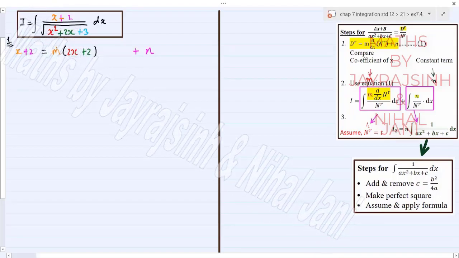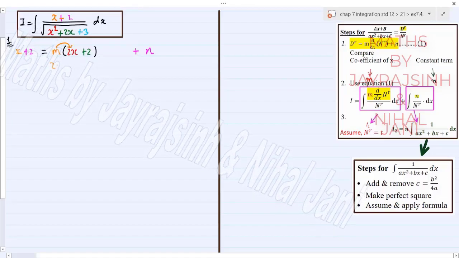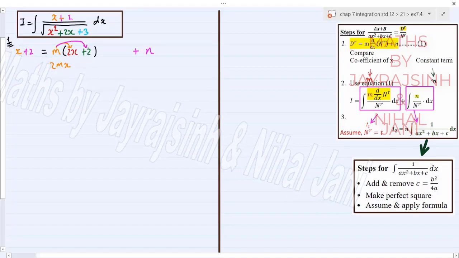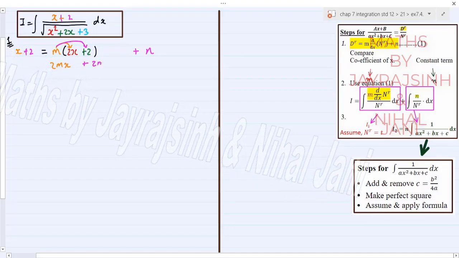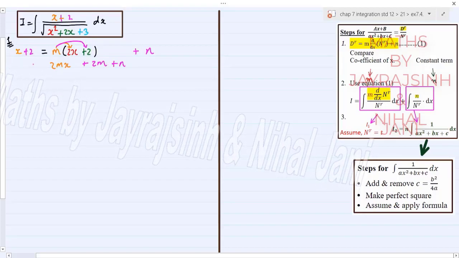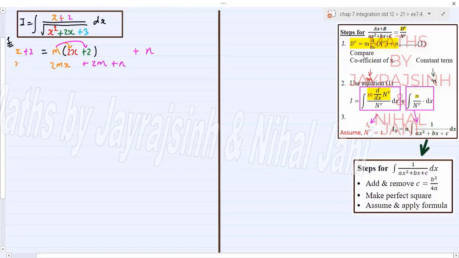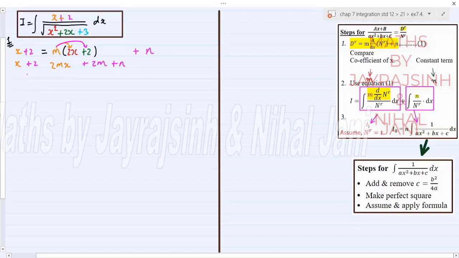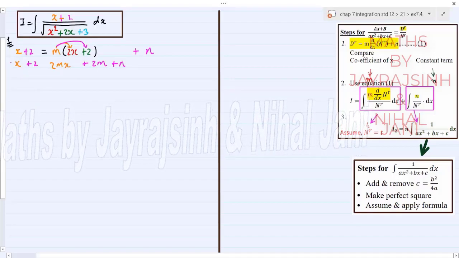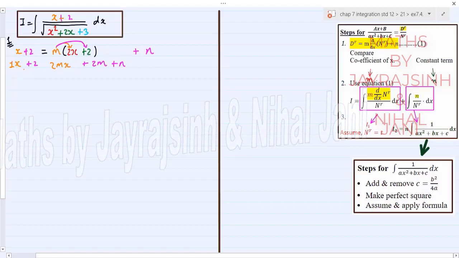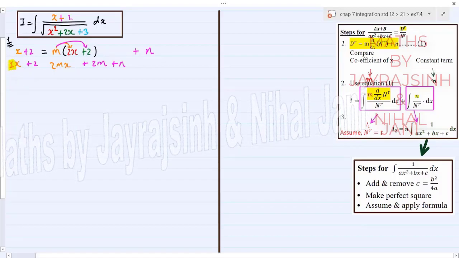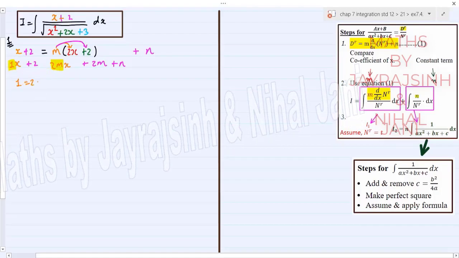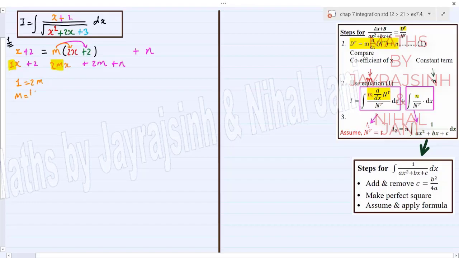Now let's simplify first term. m into 2x will give us 2mx, and m will multiply with 2 will give us 2m, plus n remain as it is. On left side we have x plus 2. Now let's compare the coefficient of x. On left side we have 1 as a coefficient of x. So let's compare 1 with 2m. Will give us 1 is equal to 2m. So here we'll get m is equal to 1 by 2.